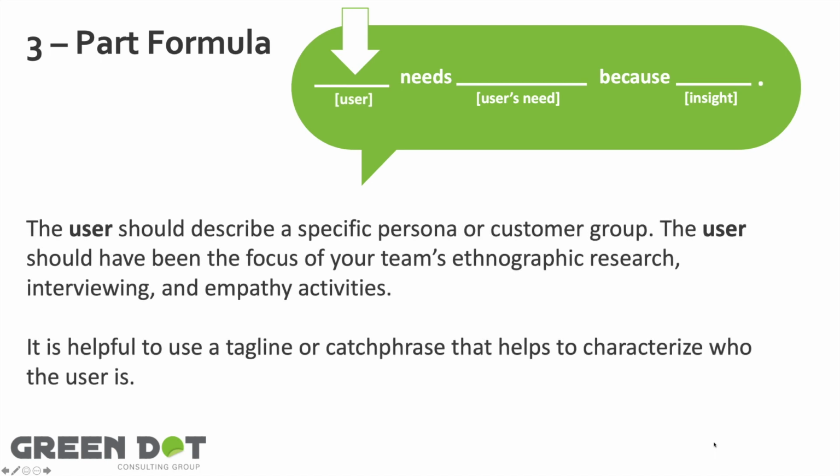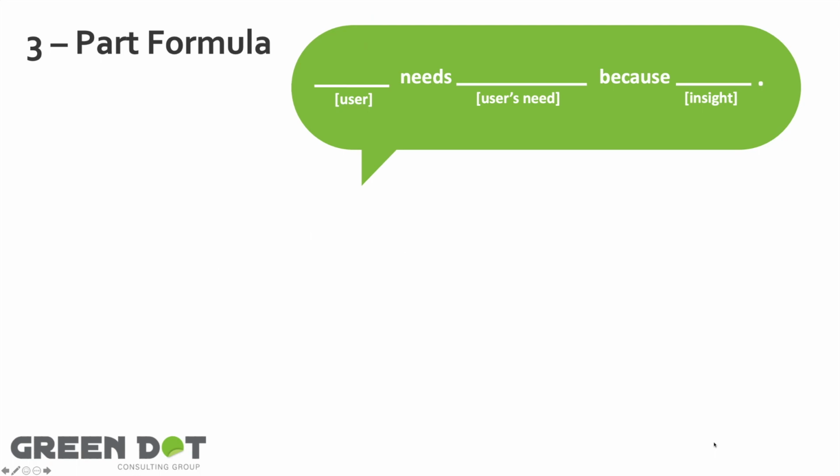The user should describe a specific person, persona, or customer group. That should have been the focus of your team's ethnographic research. It is very helpful to use a tagline or a catchphrase that helps you and your team characterize who that user is. This will allow for a quick recall and also an emotional response to the user's story. The second part of the user's needs statement is that user's specific needs.